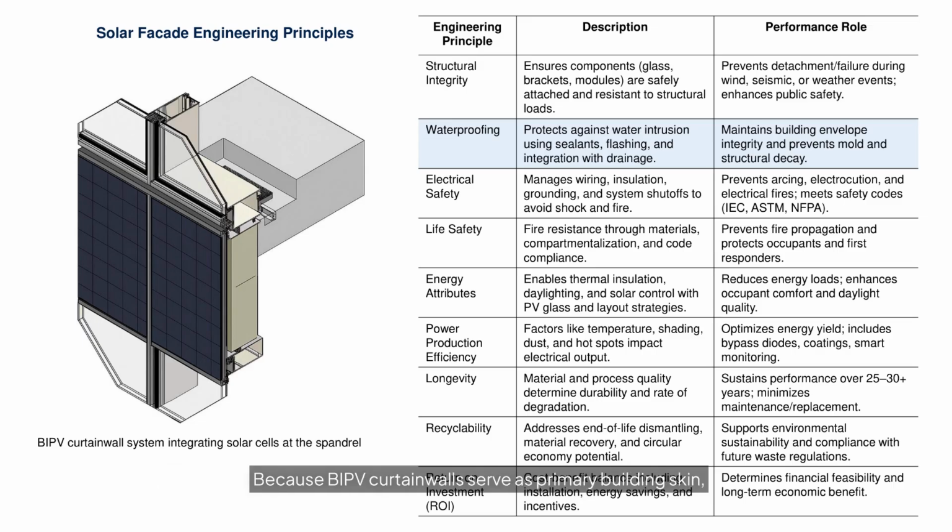Because BIPV curtain walls serve as primary building skin, they must be constructed to provide a waterproofing assembly, protecting interior spaces against water intrusion. Water leakage not only poses structural problems, but also causes mold growth, which can threaten occupant health.